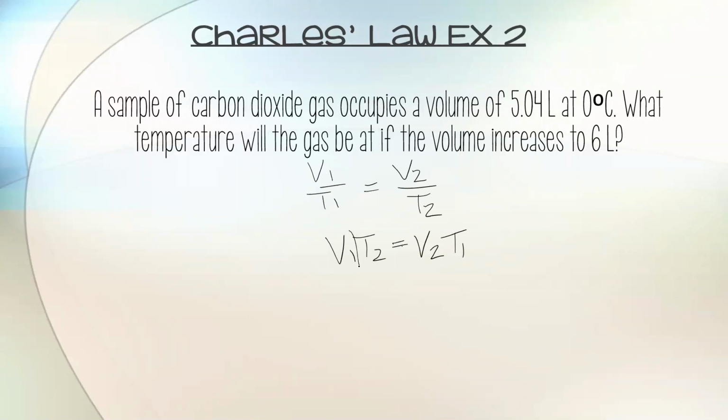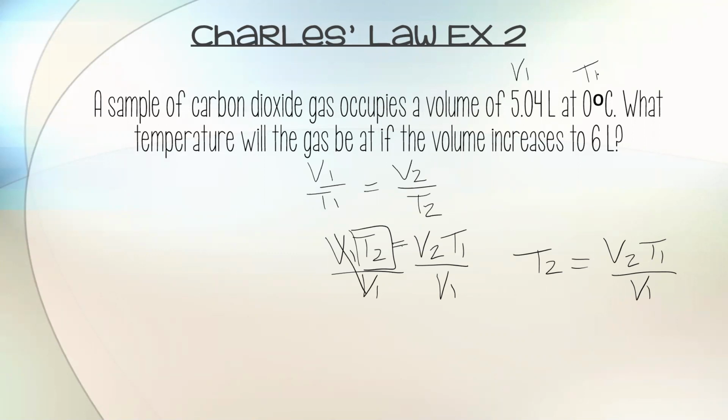Okay, now I'm solving for T2. So divide both sides by V1. So T2 equals V2 T1 all over V1. Now let's label. Here's V1 in liters. Here's T1, but I have to add 273. So T1 is 0 plus 273, which gives us 273 Kelvin. And then here's our V2. We're solving for T2 in Kelvin. Because you already changed this to Kelvin, it will be in Kelvin when you solve.